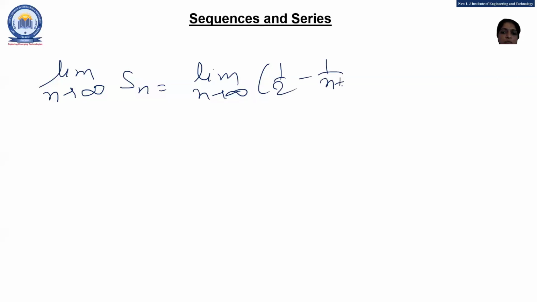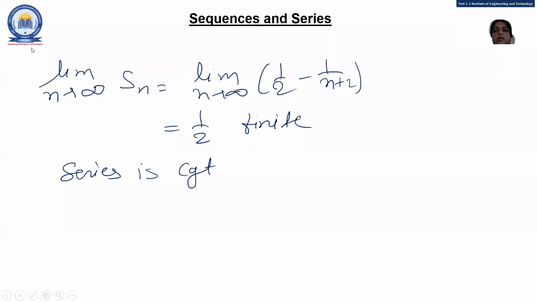So now I am going to apply the limit on both sides. So limit n tends to infinity, Sn, that is limit n tends to infinity, 1/2 minus 1 upon n plus 2. My answer is 1/2, that is finite. It means the series is convergent. Any doubt? If you have any doubt, let me know in the chat box. Very good. Many students have given the answer that they found the series is convergent.